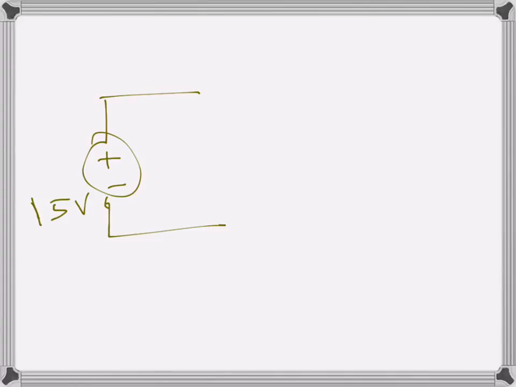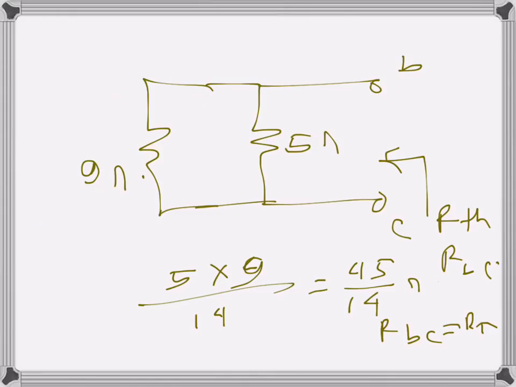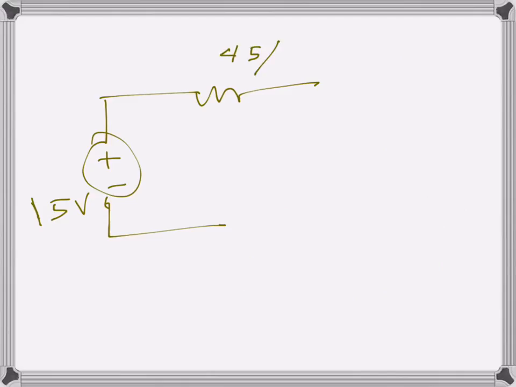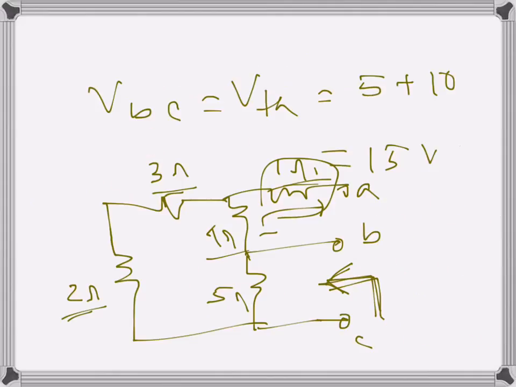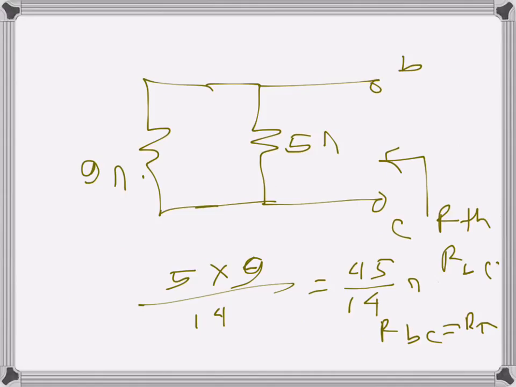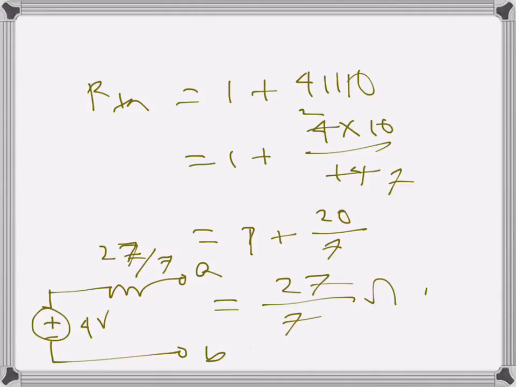So when we look at the terminal BC, the equivalent Thevenin's circuit for terminal BC will be 15 volts here, which is V Thevenin, and this one will be 45 over 14, which is the Thevenin's resistance, and this will be terminal BC, which in the previous case was terminal AB for the other terminal. So these two are the Thevenin's equivalent circuits.